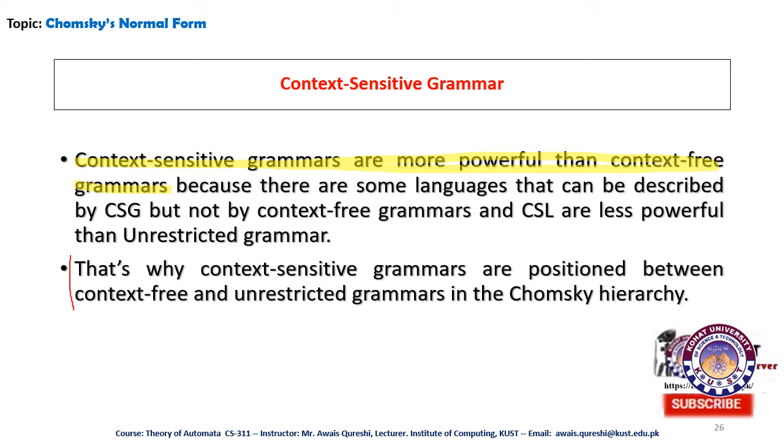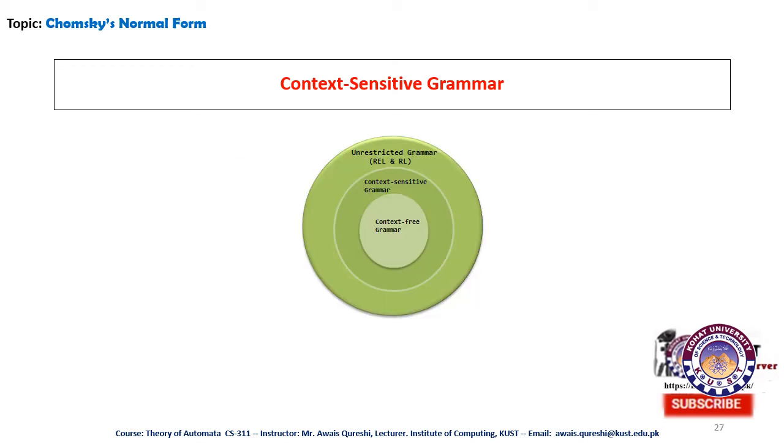Try to keep this in mind: the context sensitive grammars are positioned between the context free and unrestricted grammars, which we have studied in Chomsky's hierarchy. So this is a diagrammatic representation of the previous concept, in which you can see that the context sensitive grammar is in between. Regular expression languages, or regular languages, are called unrestricted grammars.